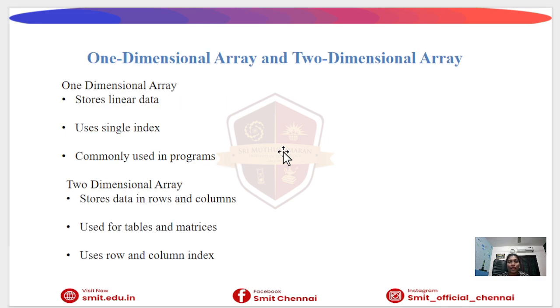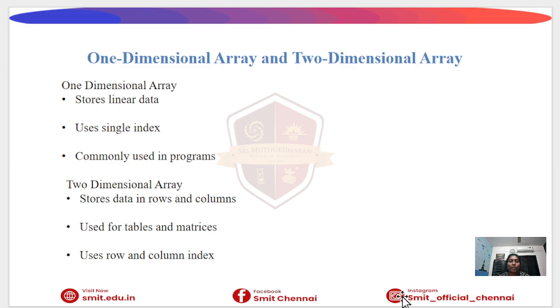Next is one dimensional and two dimensional. What does one dimensional mean? One dimensional arrays are like a straight line. It is very simple and very commonly used, for example, storing marks or temperatures.